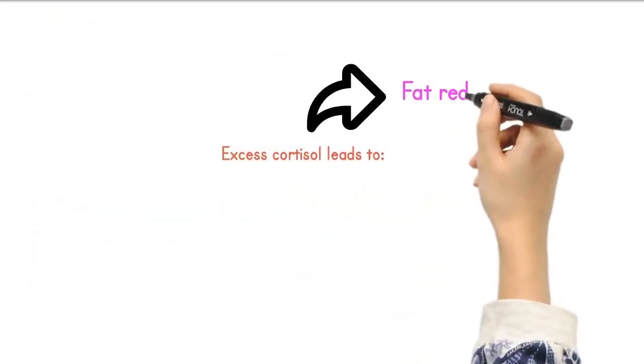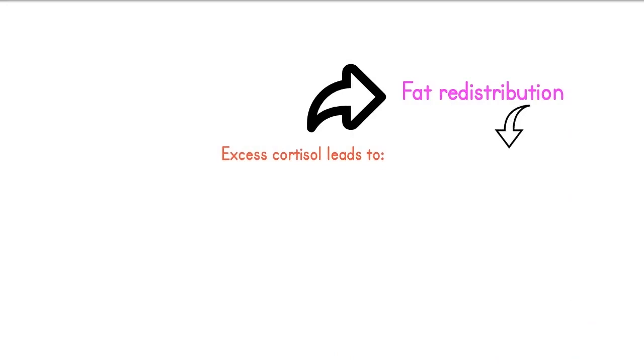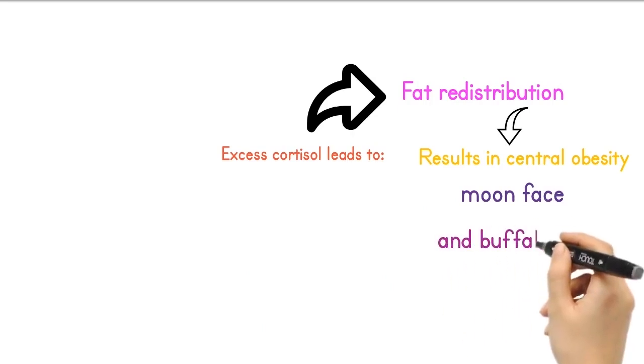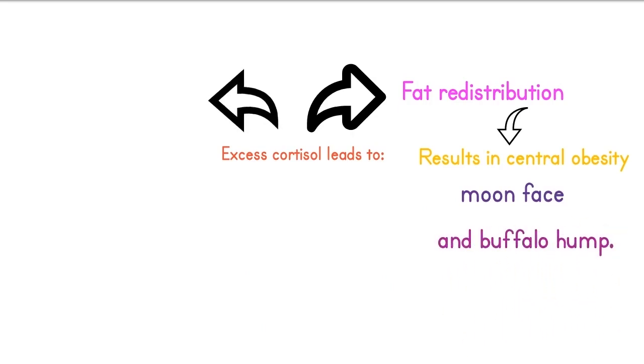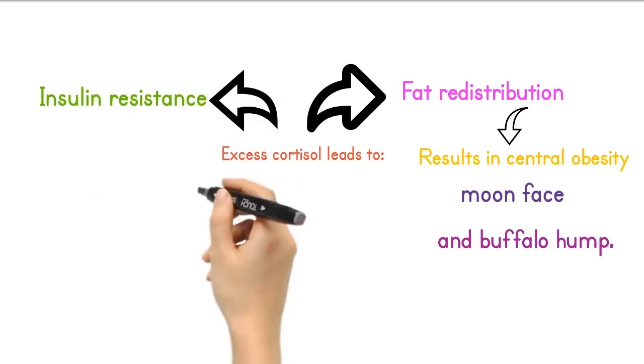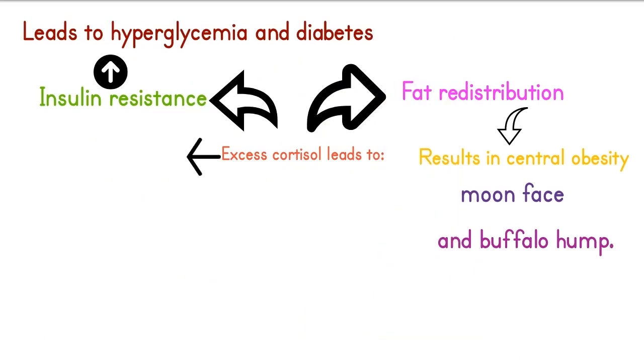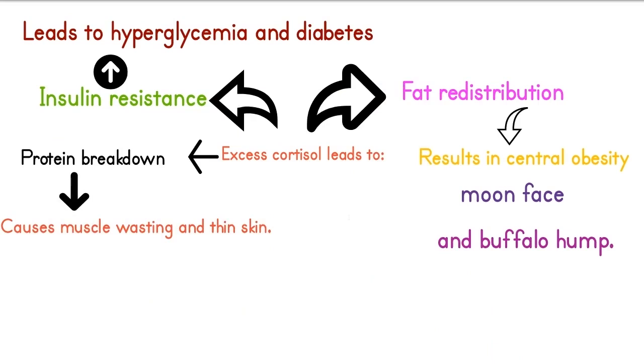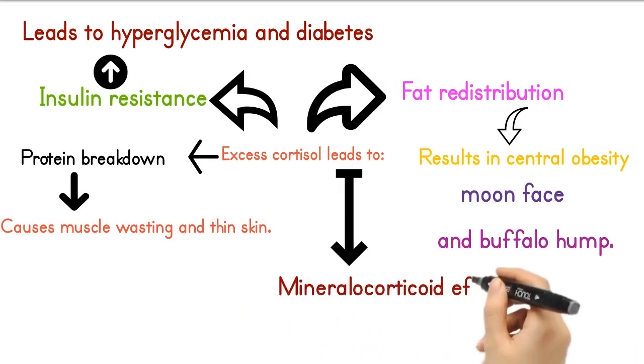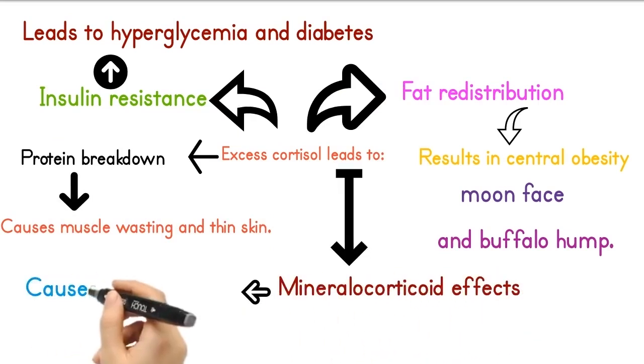Excess cortisol leads to fat redistribution, results in central obesity, moon face, and buffalo hump. Insulin resistance leads to hyperglycemia and diabetes. Protein breakdown causes muscle wasting and thin skin. Mineralocorticoid effects causes hypertension and hyperkalemia.